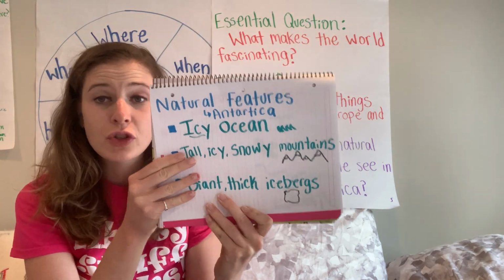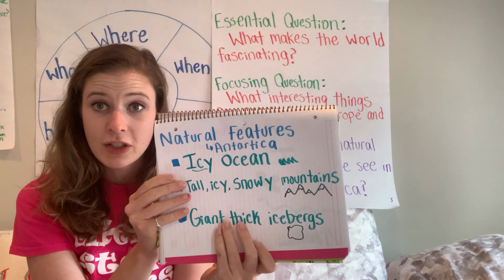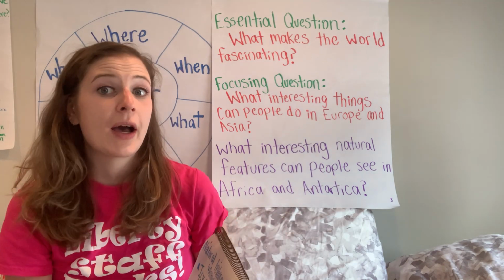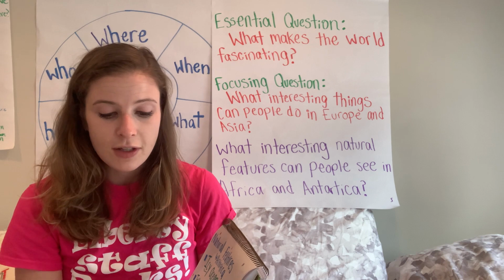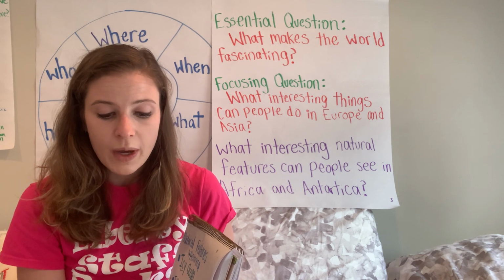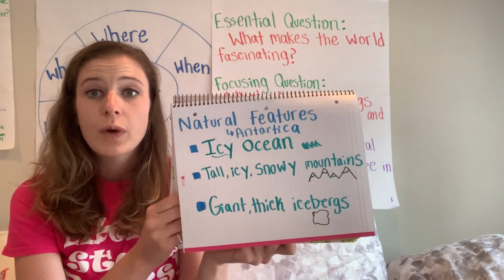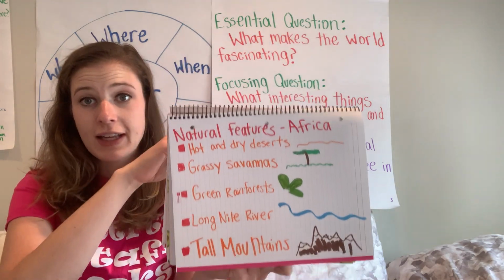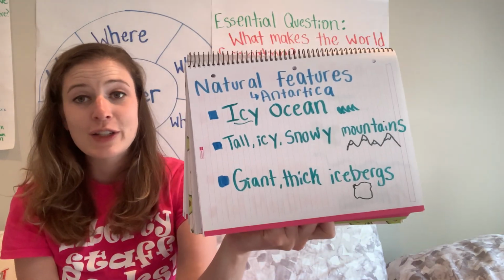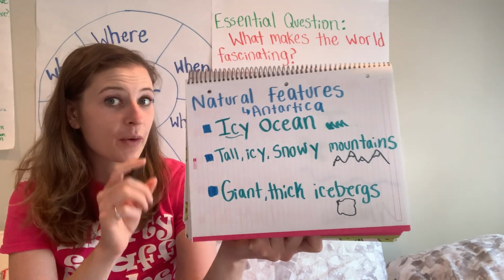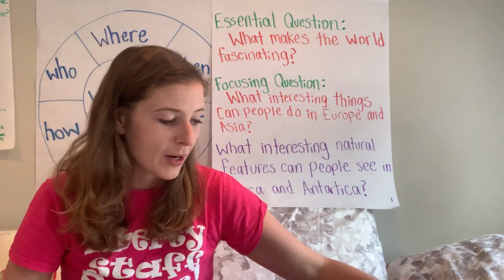So now we have our two evidence organizers, and tomorrow when we talk about opinion writing, we're going to look back at these so that we can decide which continent we would rather visit. So here's my evidence organizer for Africa and my evidence organizer for Antarctica. So we're going to do that tomorrow.